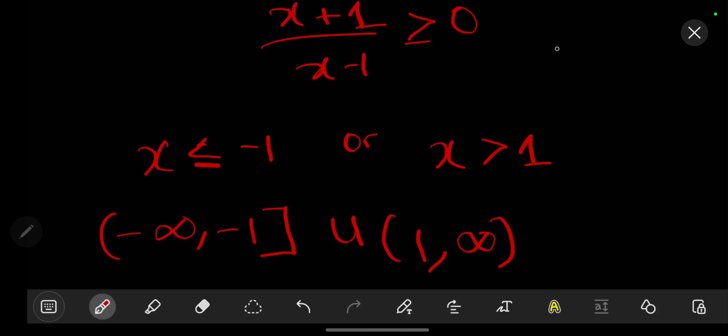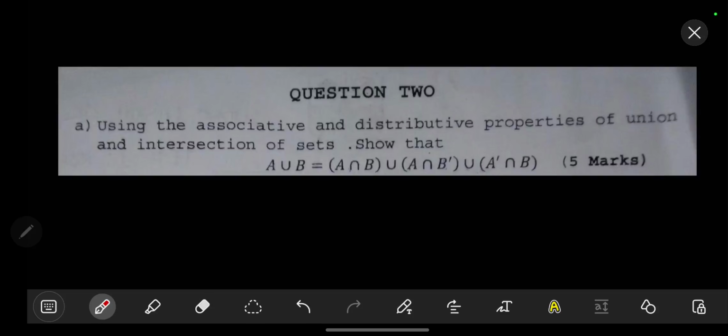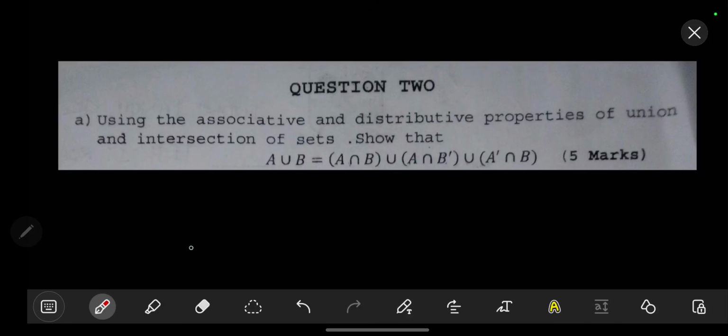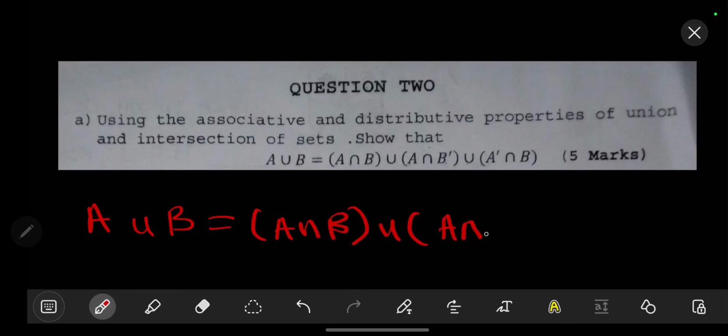Let's look at our next question. Using the associative and distributive properties of union and intersection of sets, show that A union B is equal to A intersection B union A intersection B complement union A complement intersection B.